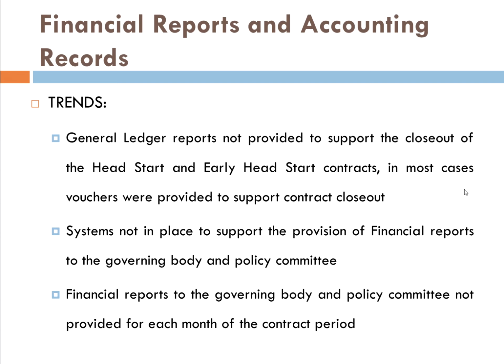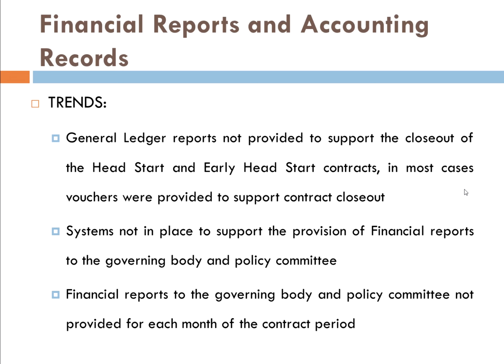The biggest one that we saw here was not providing financial reports every month throughout the contract period. We all are aware that the Head Start Act of 2007 requires that every month the governing body and policy committee receive a copy of a financial report. Now, what I tested here was a system in place to do it, and that was done because at that particular time, every month reports were not being provided.